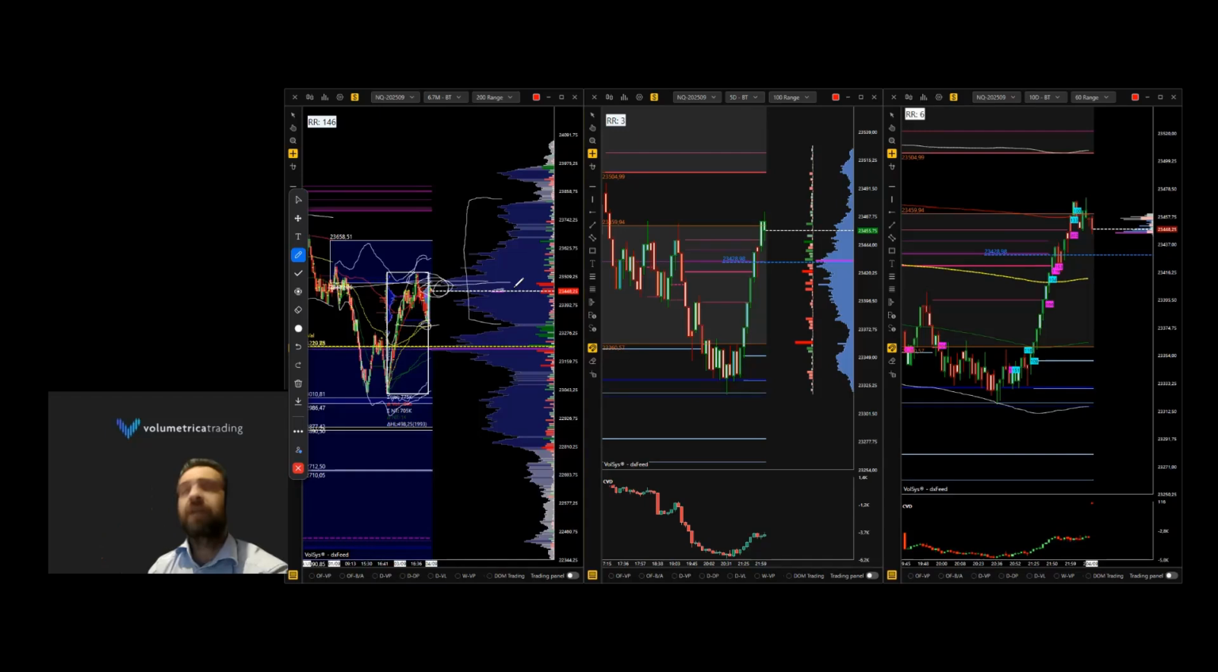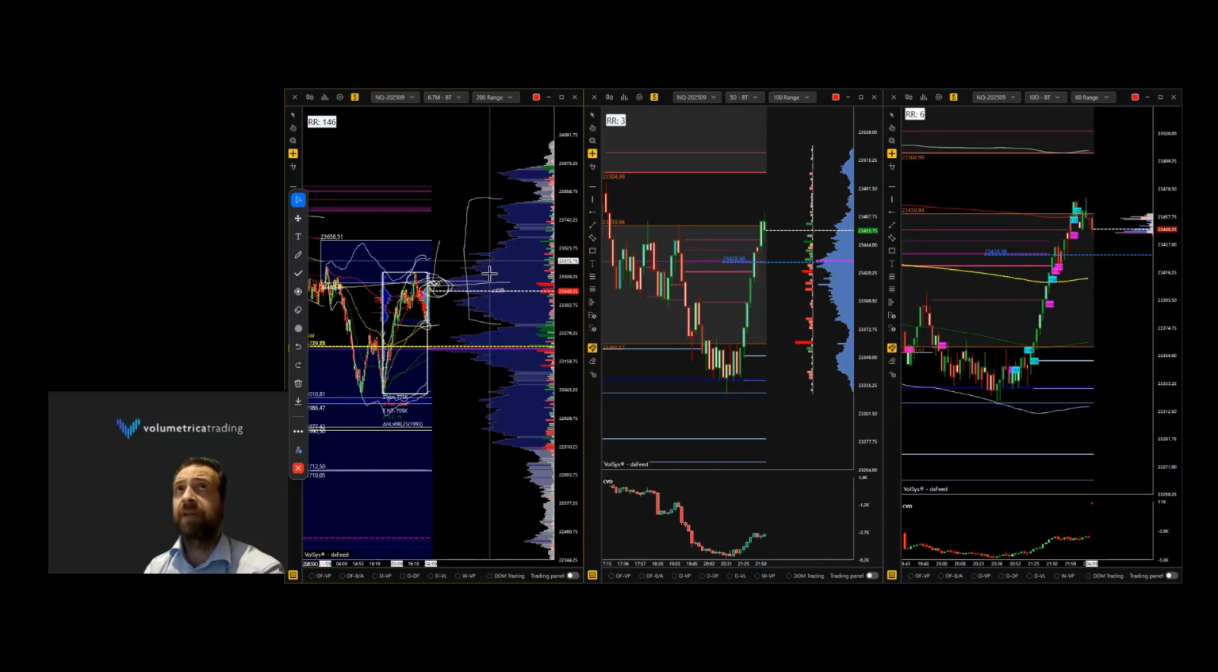23,480 and 23,500, a buffer of 20 points. Because if we break through here, we re-enter last week's old value area, and in the upper part of the volume profile distribution, there isn't much going on. So 23,480 to 23,500 is the level to keep most in mind.